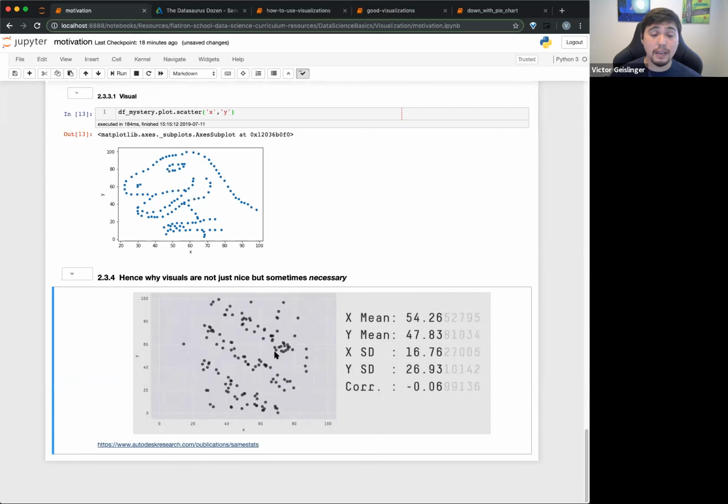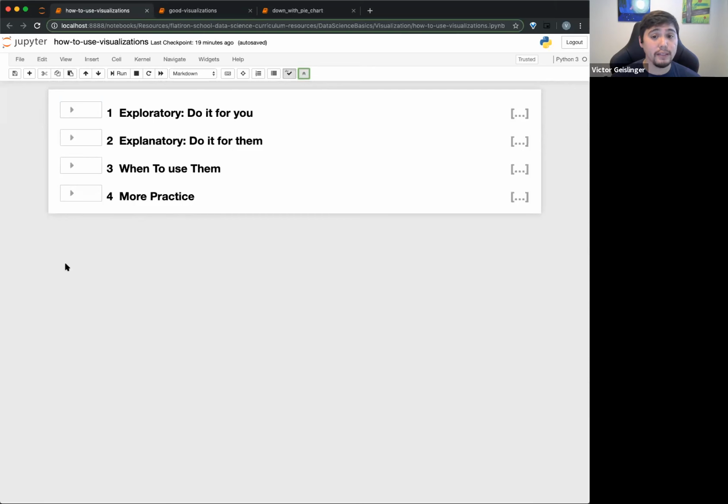So the next part is, how do we use visualizations, right? The first thing is, okay, we know visualizations are important, but how do we use them and when do we use them? So the first thing is basically exploratory data analysis, right? This is when we're exploring for ourselves, doing it for ourselves, right?